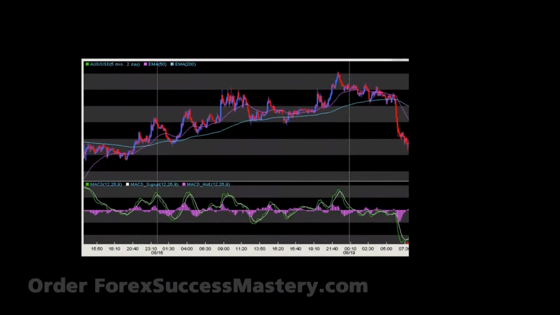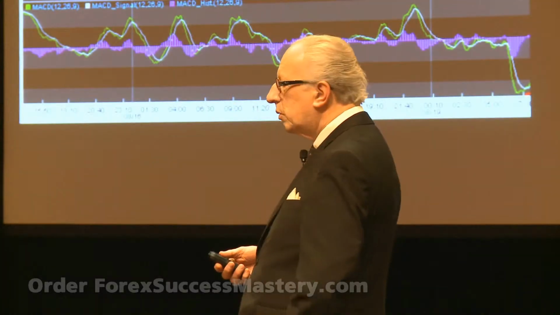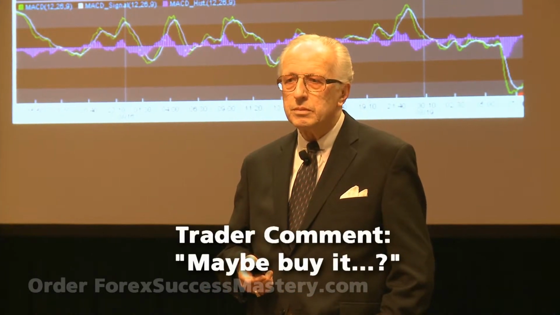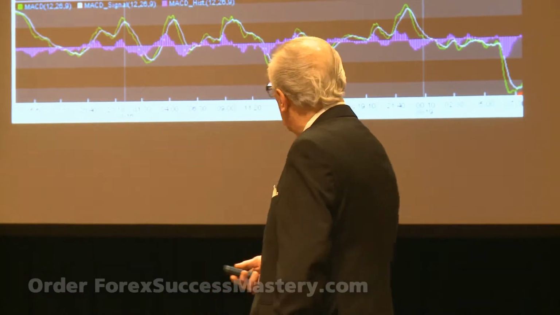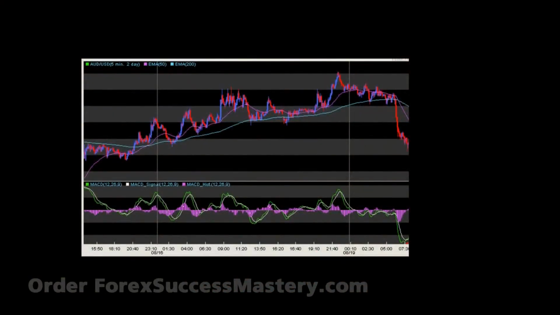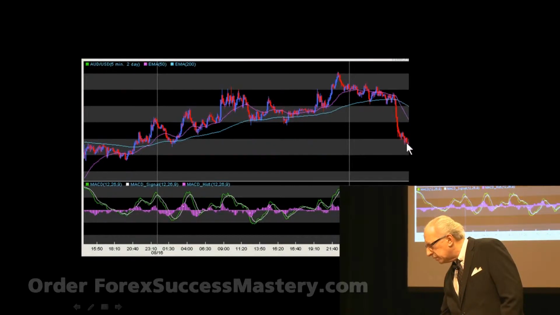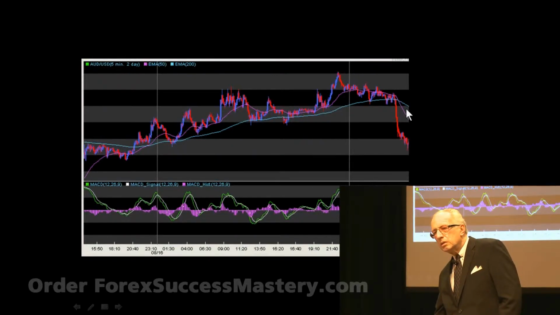Now we have price falling off. And what would you do here? Maybe buy it. Well, that's a valid observation. Price has fallen off. We have the death cross up here, the 50 exponential moving average punching down through the 200. Price has declined. The thing that you have to keep in mind is that we have the exponential moving averages trending down. So the trend is down.